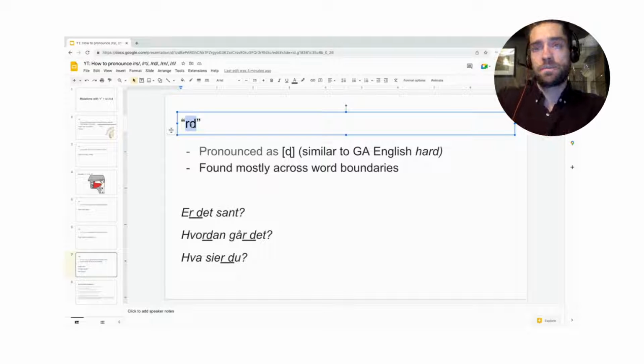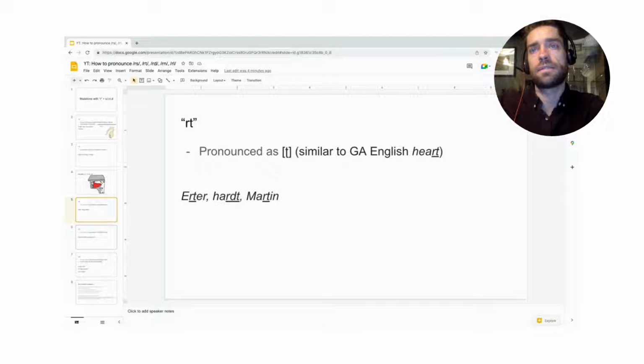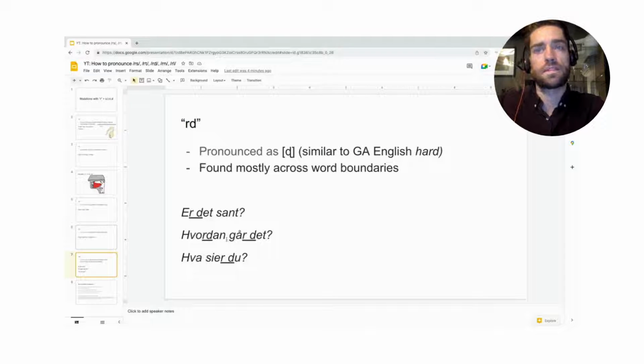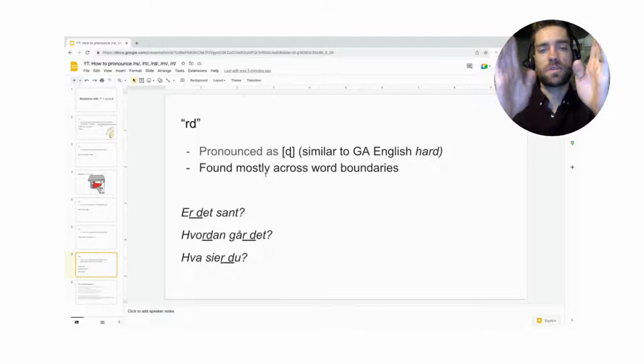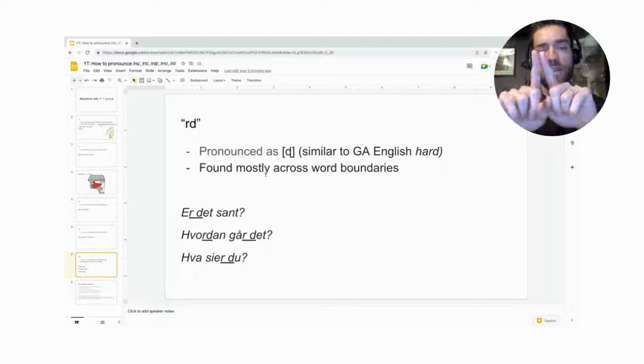Lastly, there's also RD. This is pronounced as a retroflex D. So again, the tongue has exactly the same place in the mouth as for this, and this, and this. So this is similar to English hard. We don't have this in many words, but as we will get to later with all of these mutations, we find this mostly across word boundaries. So that means that if there's a word ending with R and the next word starts with a D, then this mutation will actually occur.